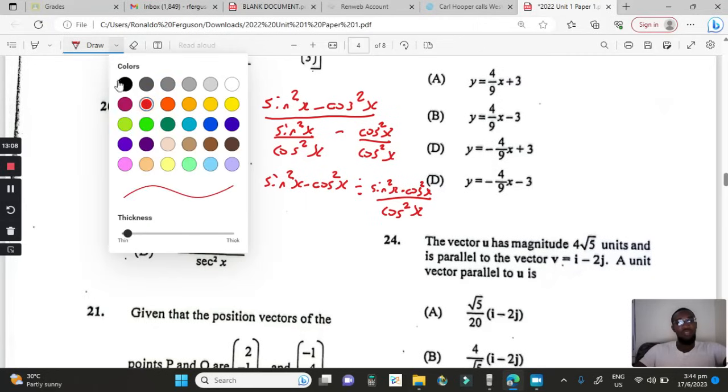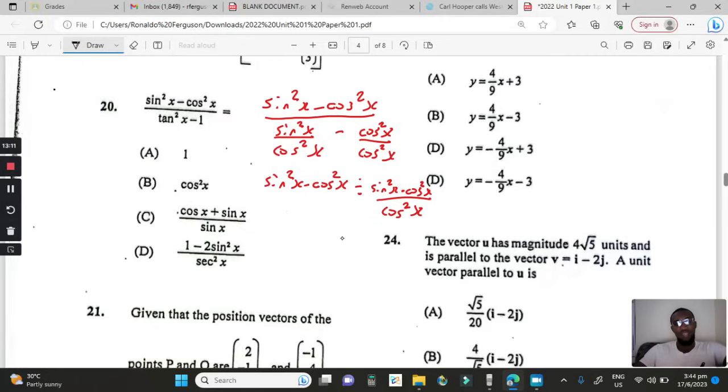Now when you're doing division, you can always change the sign from division to multiplication and flip it. So it's sine square x minus cos square x times cos square x over sine square x minus cos square x. Then in this case, these two cancel each other. And so we have 1 times cos square x, which is cos square x, which is option B.